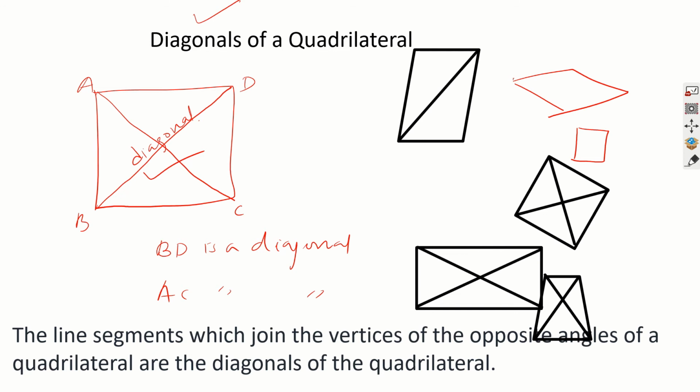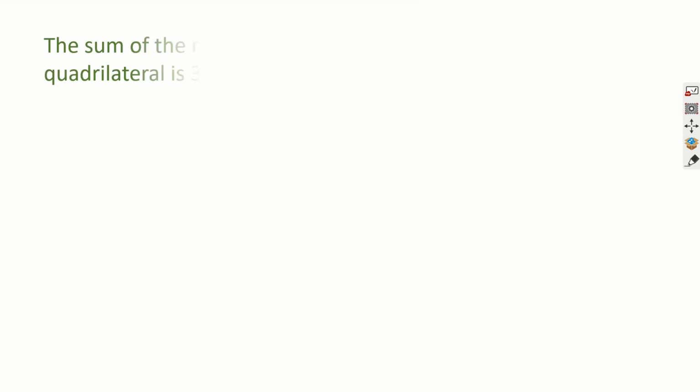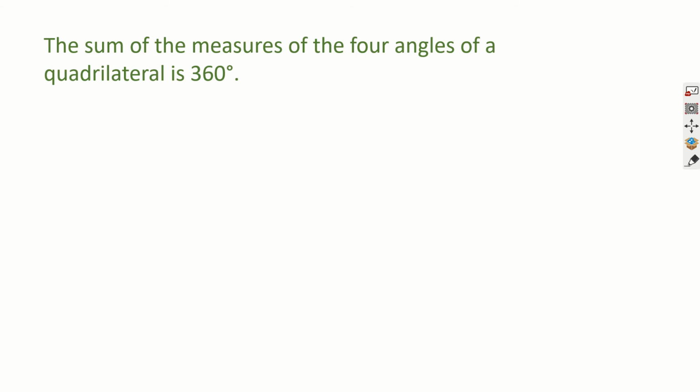And the diagonal will divide the quadrilateral into two triangles. If a single diagonal is drawn, it will divide that quadrilateral into two triangles. Correct? So these are something you studied now, and it is important too. Let me remove all this. Here is another concept to be developed. The sum of the measures of the four angles of a quadrilateral is 360 degrees.